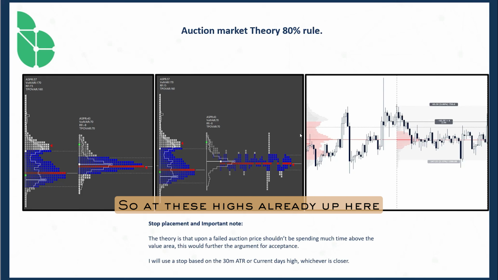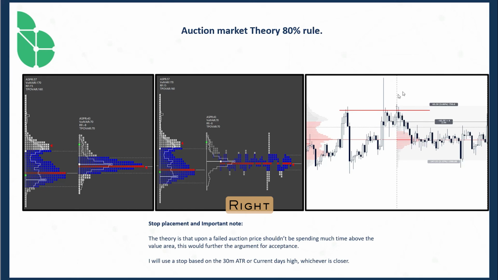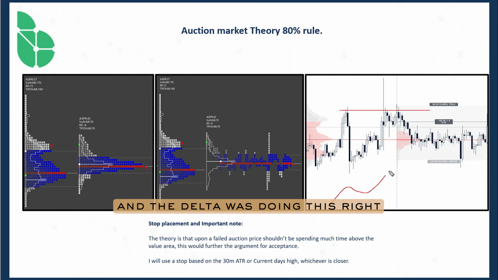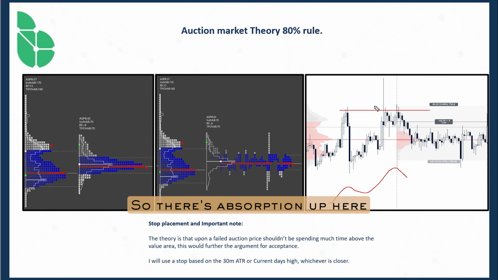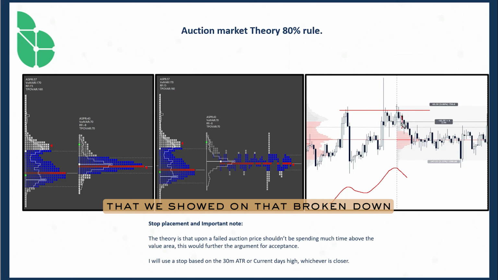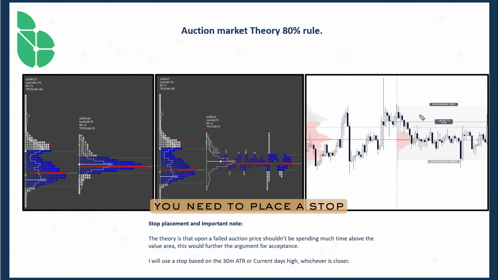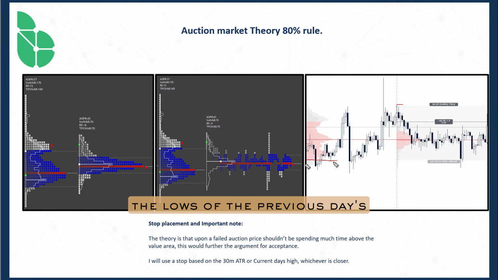All right, so with order flow, we're able to see that there was absorption at these highs already. Okay, so at these highs up here, there was absorption. You had a delta divergence, so you had equal highs, pretty much equal highs. We're not considering this major wick, right? We're considering where there's more confluence. You had equal highs, and the delta was doing this, right? So there's absorption up here. There's very aggressive selling that we showed on that broken down footprint chart into that low, and you have all the signs that you need to place a stop above this high or the ATR, which is closer, and targeting these next lows. All right, in this case, the lows of the previous day's value area.